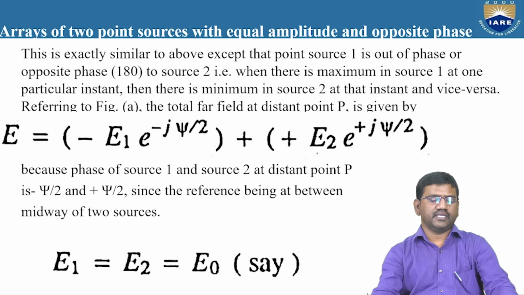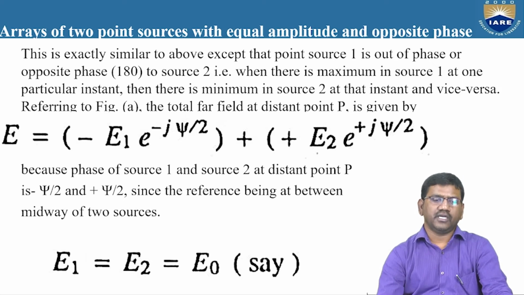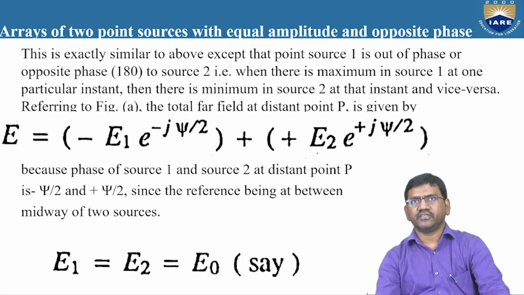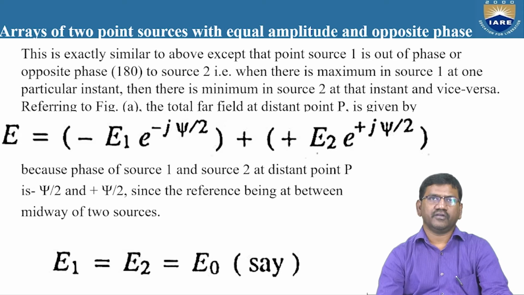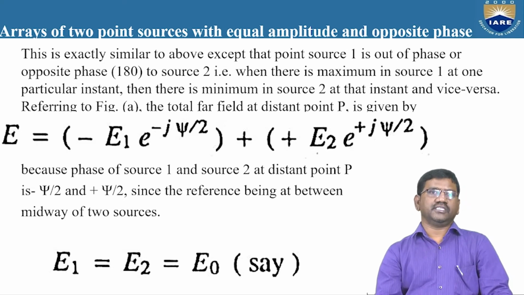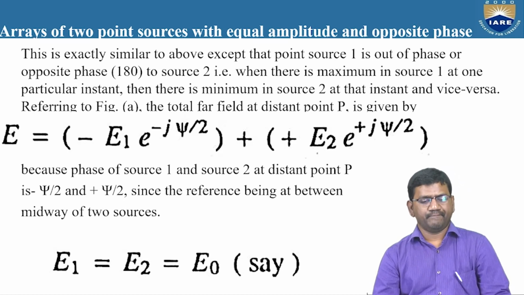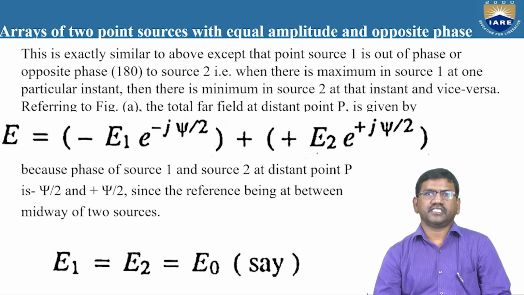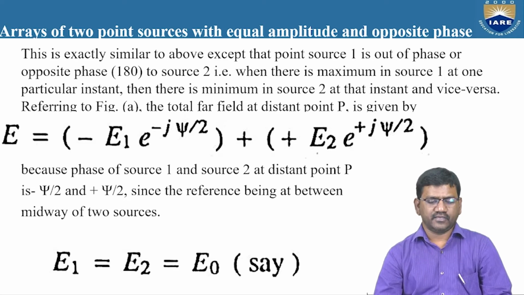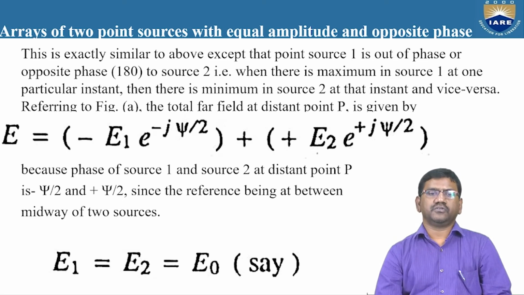Now let us see the next case, case 2, that is the array of 2 point sources with equal amplitude and opposite phase. Taking the electric field strength equation from the earlier session, where we derived the expression for arrays of 2 point sources with equal amplitude and equal phase, we are going to take the resultant field pattern E. So E is equal to E1 e^(-j psi/2) plus E2 e^(j psi/2). This is exactly similar to the above concept, except that point source 1 is out of phase with respect to source 2.